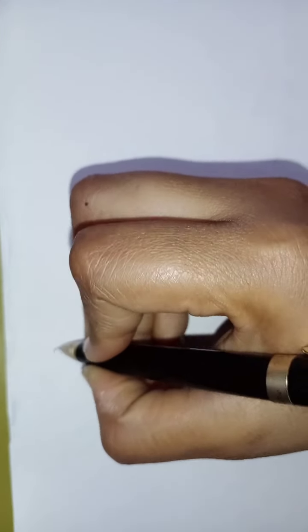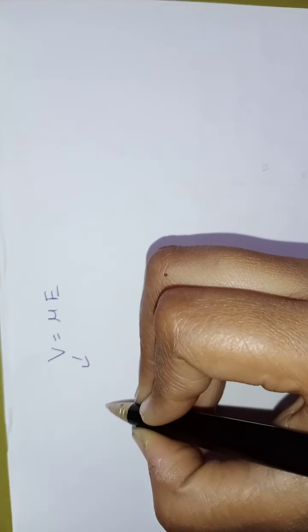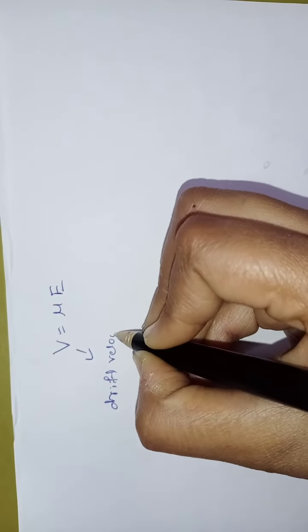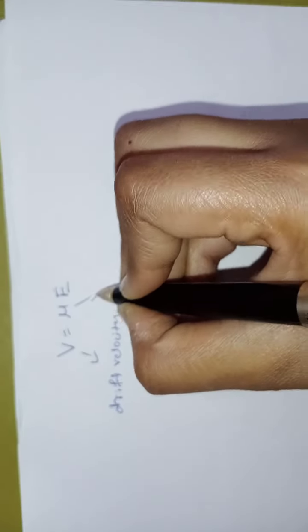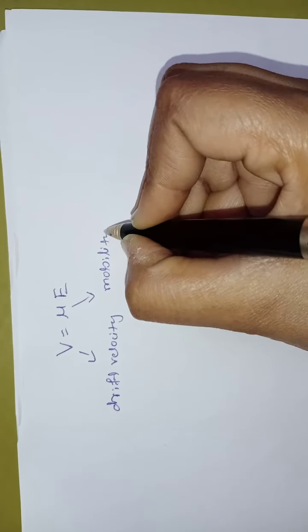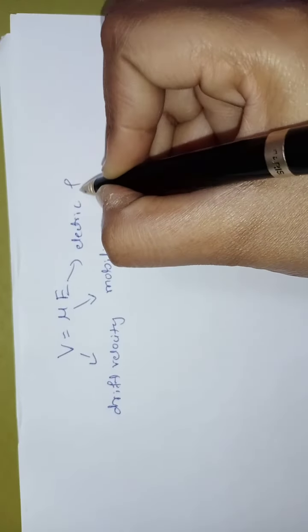In this video, I will explain how the mobility of the charged carriers will get decreased with the increase in temperature. For that, we know the basic formula, that is V is equal to mu into E, where V represents the drift velocity, mu represents the mobility, and E represents the electric field.